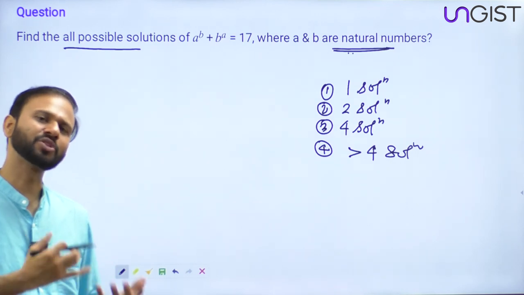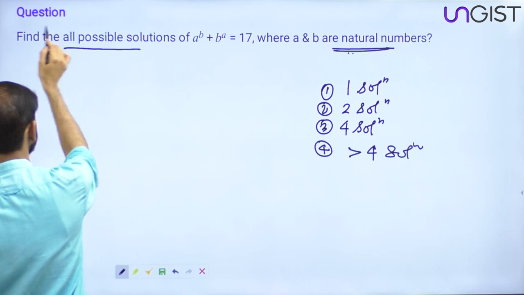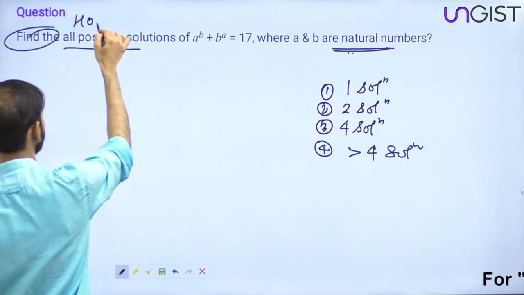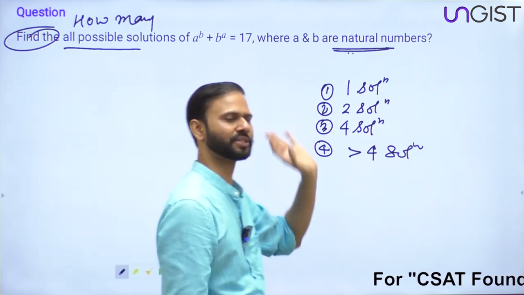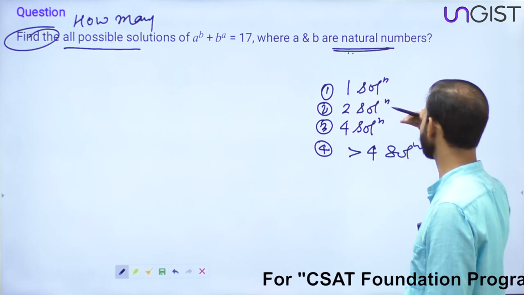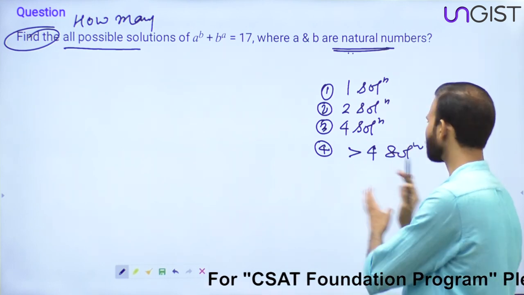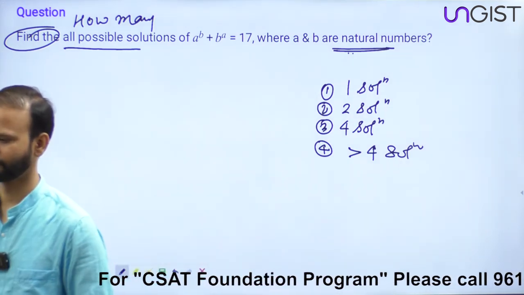They are saying find all the possible solutions, or let's say I'm asking how many possible solutions of this question there are, right? So options are one solution is possible, two solutions are possible, four solutions are possible, or more than four solutions are possible, right? These are the options.